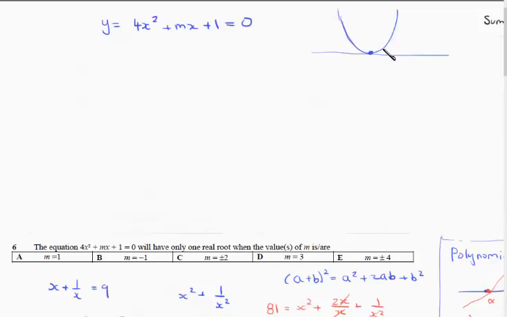So depending on the value of m, it may look like this, it may look like that without any x-intercept, or it may look like that with the 2 intercepts there. But we want to choose a value of m so that this has just one x-intercept, or one real root. That's what it means. So we want b squared minus 4ac, which is the discriminant, to be what? Greater than 0, equal to 0, or less than 0? Pick your choice.